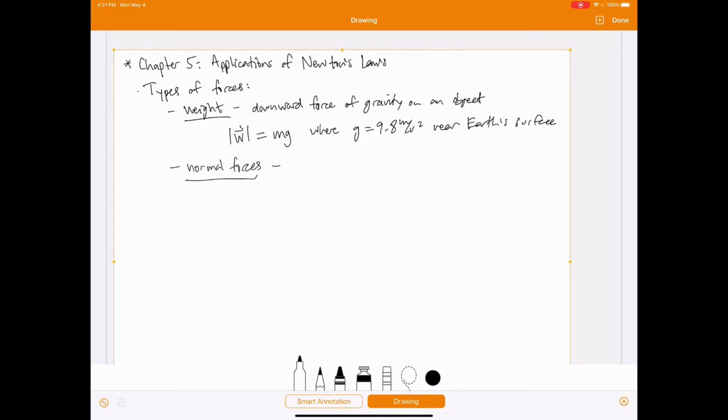The next type of force that I want to review is normal forces. Normal forces are forces between surfaces that are in contact. Let's remember what the normal in normal force actually means. Normal means perpendicular. In particular, perpendicular to the surface.